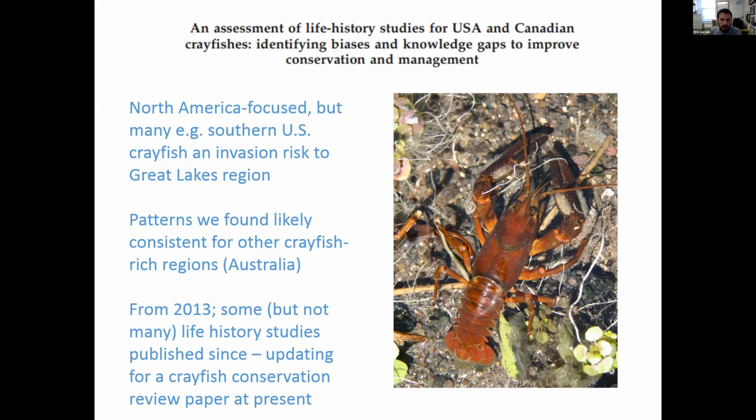And I would say that although this is North American focused, that's getting you the majority of the world's crayfish diversity, and the patterns we found are likely transferable to other regions. If you're trying to do risk assessment for maybe blacklisting of crayfish from Australia, what we found, and I'll kind of return to this, is probably going to be reliable for predicting do we know anything about the life history of species. And I'd also say, the study is from 2013, so some life history studies have been published since, but not very many, and we're actually updating this work for a crayfish conservation review paper that's in development right now.